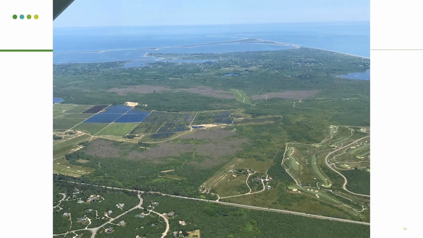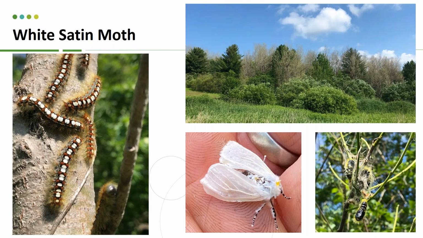We also saw a white satin moth outbreak this year. So this is actually an invasive that got to Massachusetts in like the 1920s. And we'll see it pop up here and there, and it does cause a lot of damage. We saw about 10 acres this year with almost total defoliation, but it does stay in those small pockets, so like 10 acres. We saw it out in Beartown State Forest, but not really anywhere else.